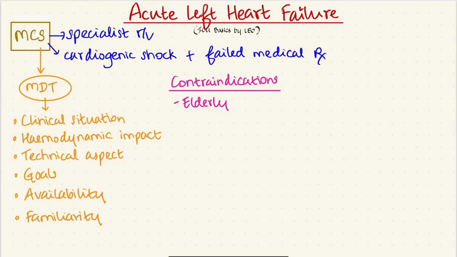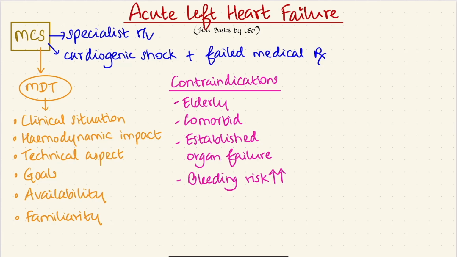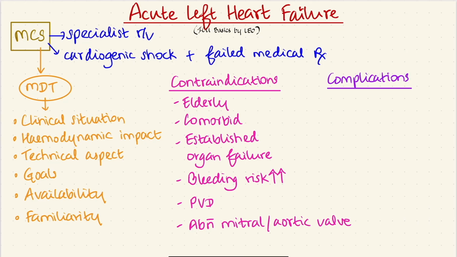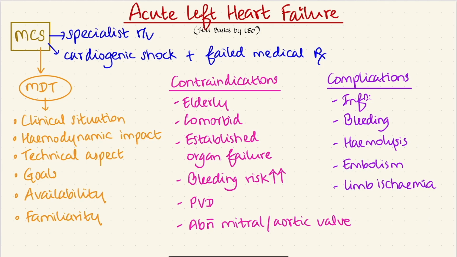Advanced age, significant comorbidity, and established organ failure are considered to be contraindications to mechanical circulatory support. Generally, patients who are not appropriate for anticoagulation, who are having severe peripheral vascular disease, mitral stenosis, aortic regurgitation, and metallic aortic valve replacement are also contraindicated for mechanical circulatory support. Common complications include infection, bleeding, hemolysis, embolic phenomenon, for example stroke, and limb ischemia.